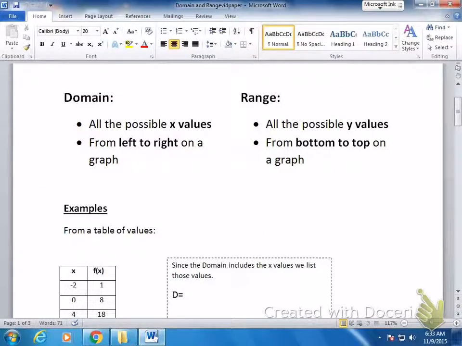Alright guys, so this is just a quick review of domain and range. We're mainly hitting the high points. If you have any questions, feel free to come ask me in class.